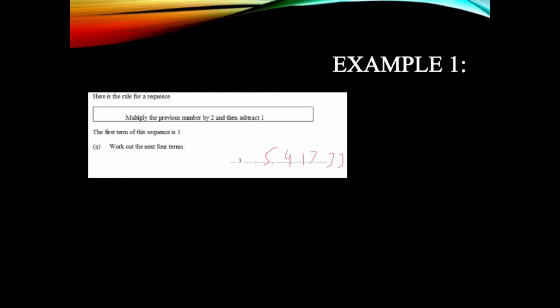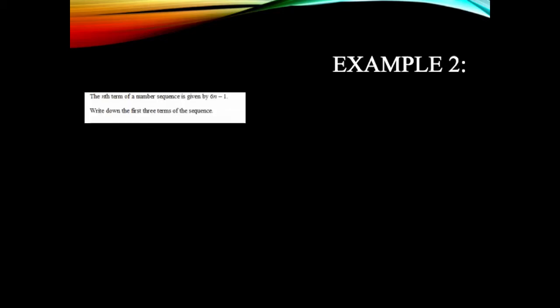Okay, so we've got this sequence. It doesn't ask us to do anything else, just work out the next 4 terms. So we've done. Excellent. This is the nicest type of question that you can get, where it tells you the rule and asks you something to do with it. In this example though, it tells us that the nth term of a number sequence is given by 6n minus 1. Now this is also a rule.